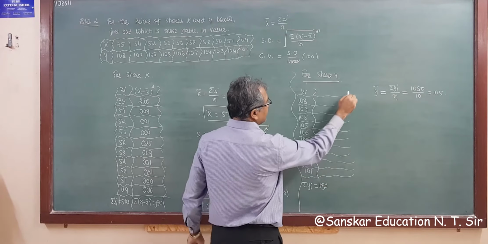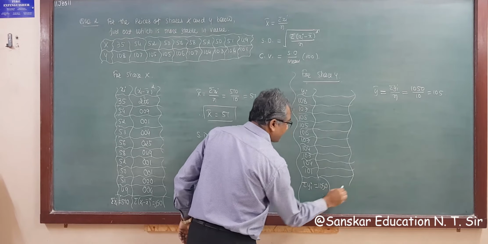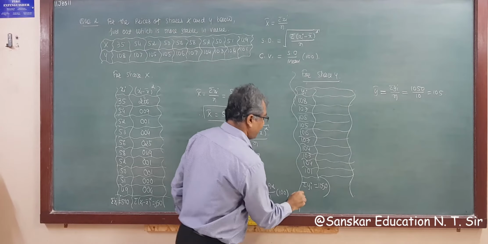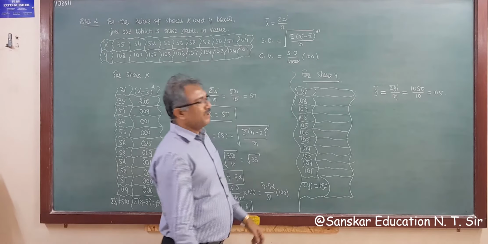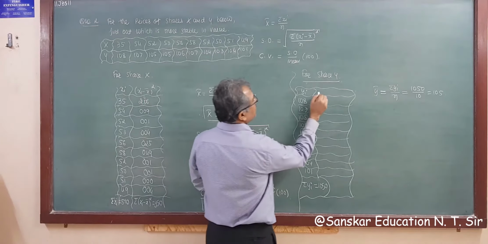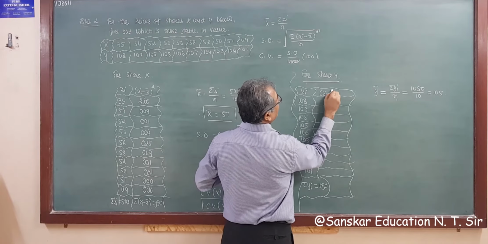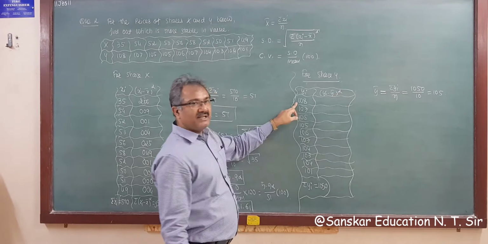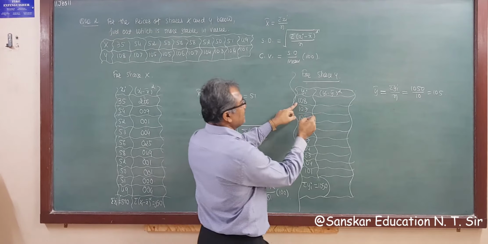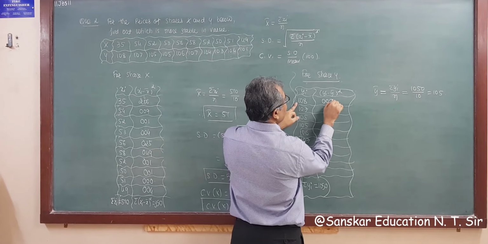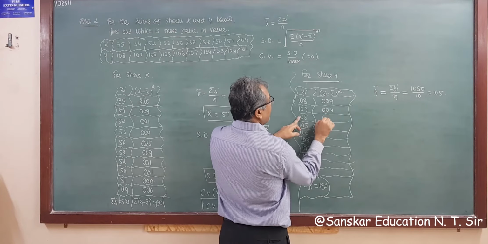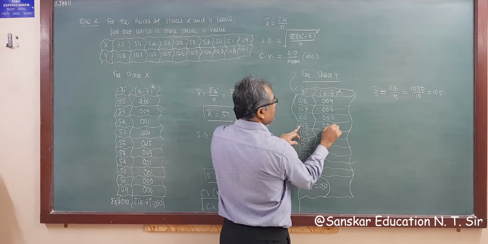Right. So now yi minus y bar whole square. So yi is 108 and y bar is 105. Right. So 8 minus 5 is 3. 3 whole square is 9. 7 minus 5 is 2, that is 4. 5 minus 5 is 0. 5 minus 5 is 0.